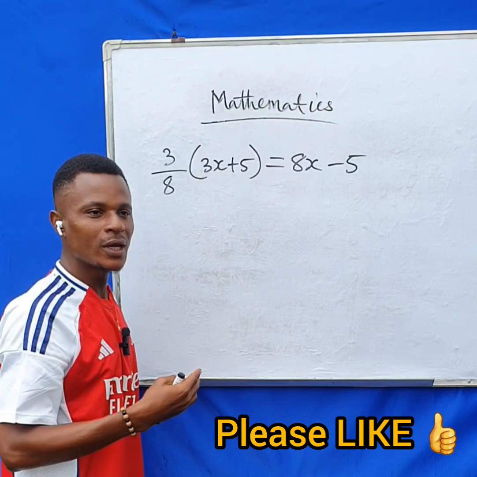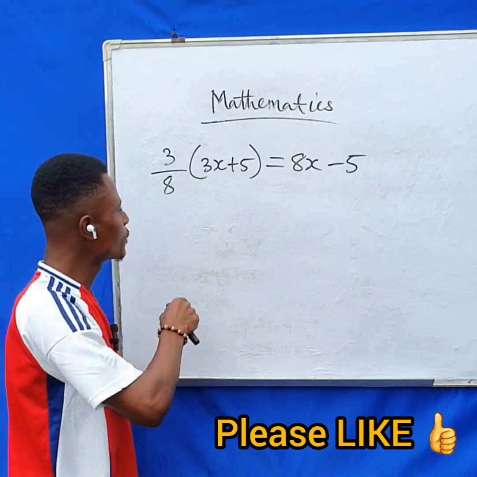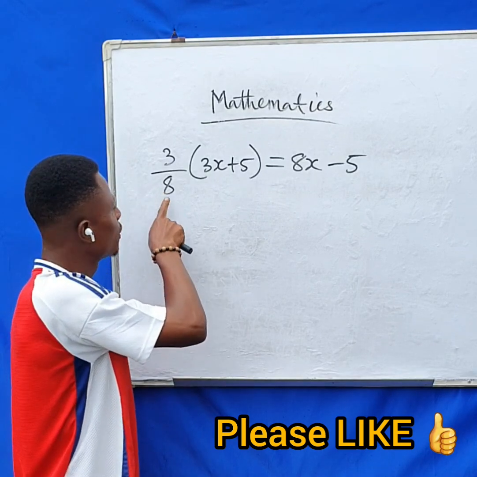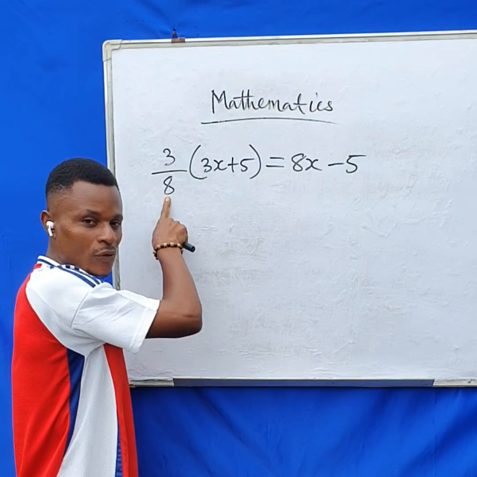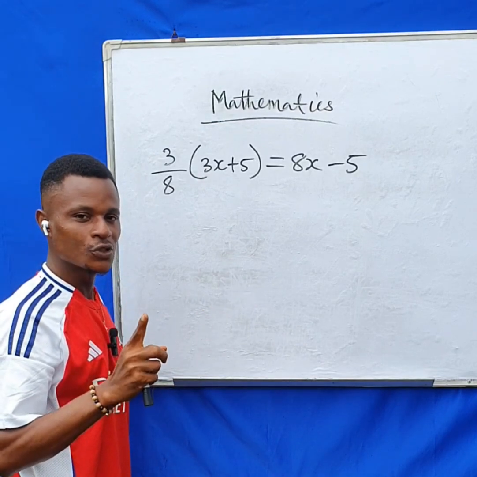Supposedly we have something like 5 here, we would have multiplied all through by 5. But because in this question we have 8 here as the denominator of the fraction, we are going to multiply all through by 8. That's our first approach.